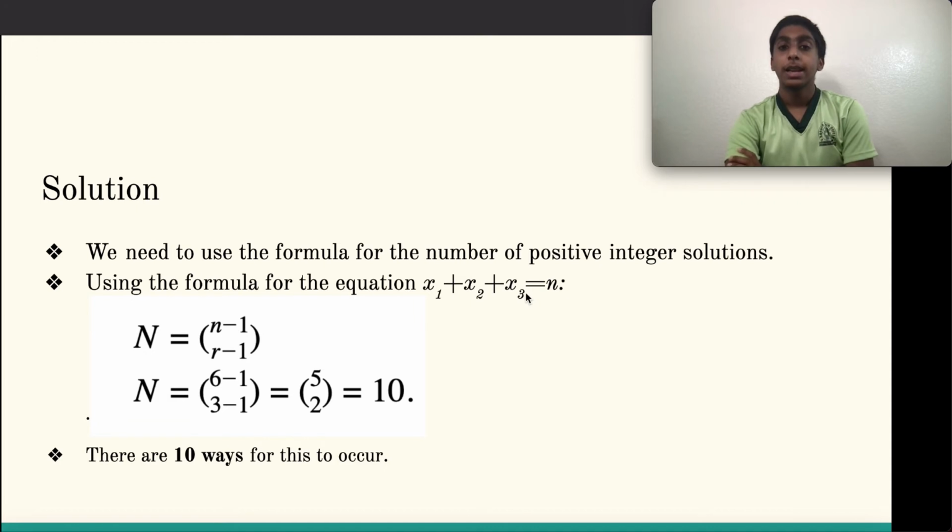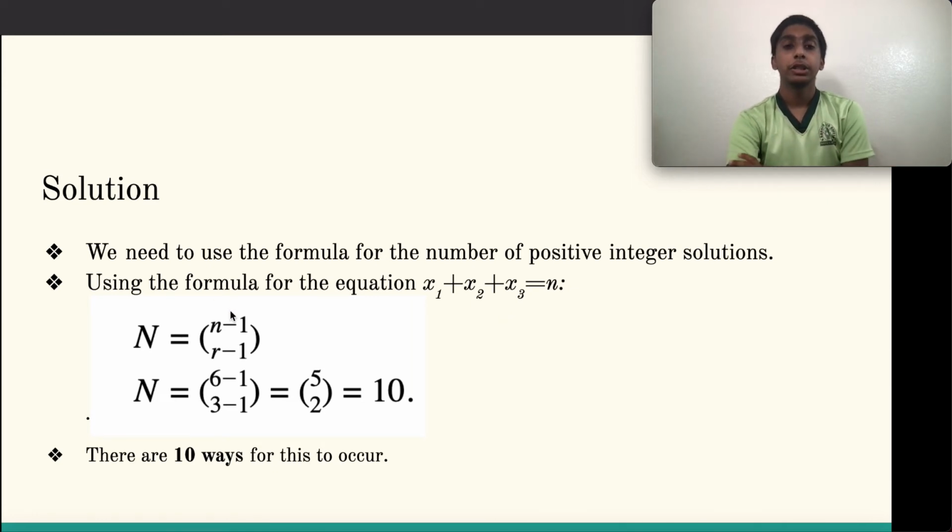And my r is the last term in my x sequence. Remember, when we look back at the positive integer solution formula, we found that it is x1 plus x2 plus so on until you get to xr. So here, the last x term is x subscript 3, which means r is equal to 3. So our n is equal to 6, r is equal to 3.